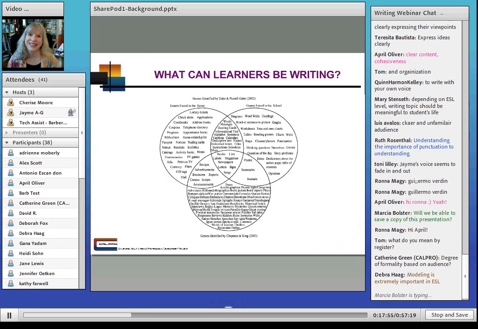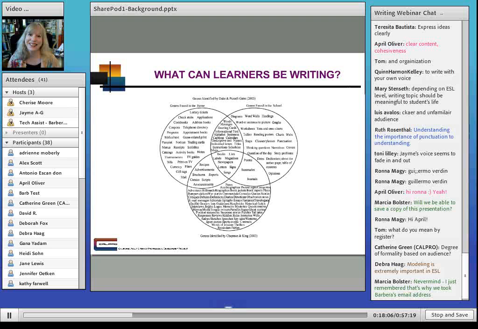So I wanted to share this with you because this construction to me is very Singaporean. It shows how long I've been here for the last 3.5 weeks. So instead of just saying, what can learners write, I wrote, what can learners be writing? I just thought this was funny, and I left it there for you so you can see that I have been affected by Singlish.